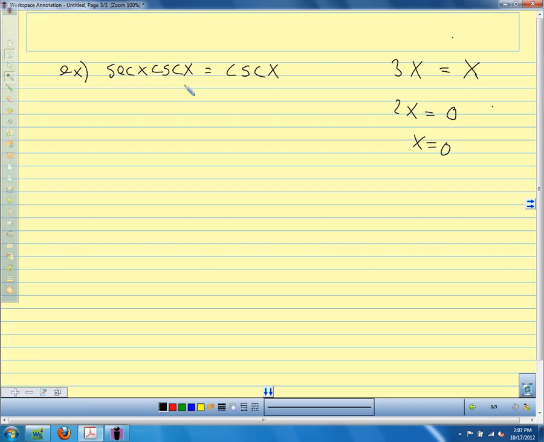Question, Colin? Okay. So I'm going to say that this is secant x cosecant x minus cosecant x equals 0. Now what can I do with this? This is multiplied, so what can I do with this cosecant? I can factor. It's common to each term, so I can factor. So I'm going to write this as cosecant x times secant x minus 1 equals 0.